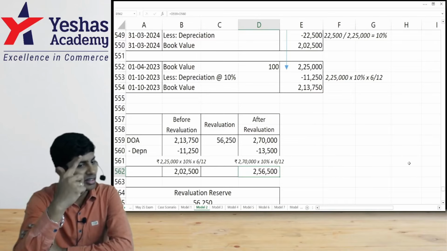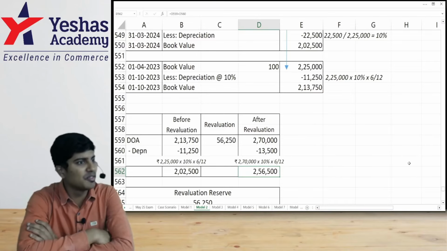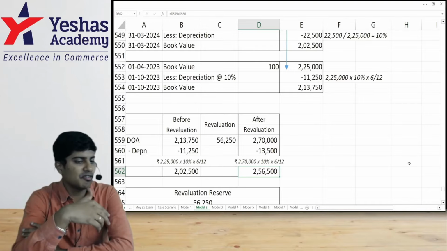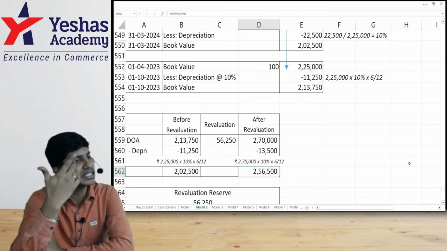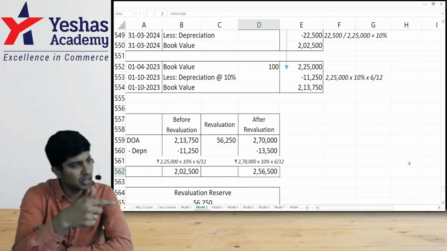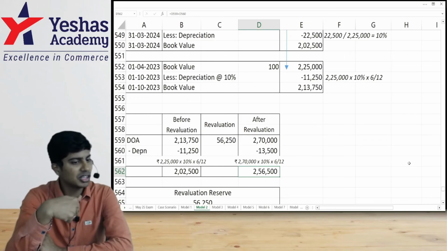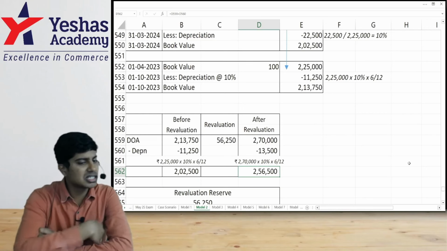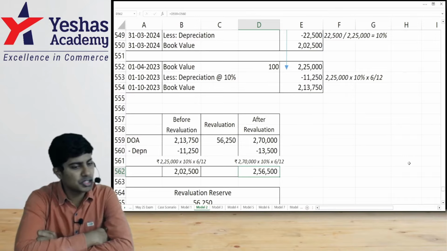Upward revaluation of how much? 56,250. When you do 56,250, it will end up becoming 2 lakhs 70. After it becomes 2 lakhs 70, further, you should charge depreciation for the remaining 6 months, which is 13,500. If you charge that, you will get 2,56,500.